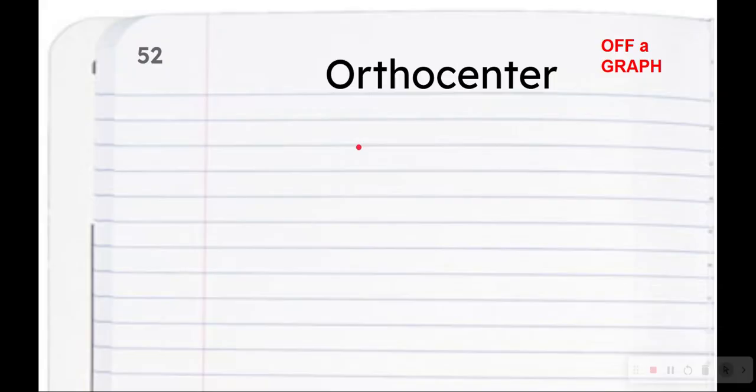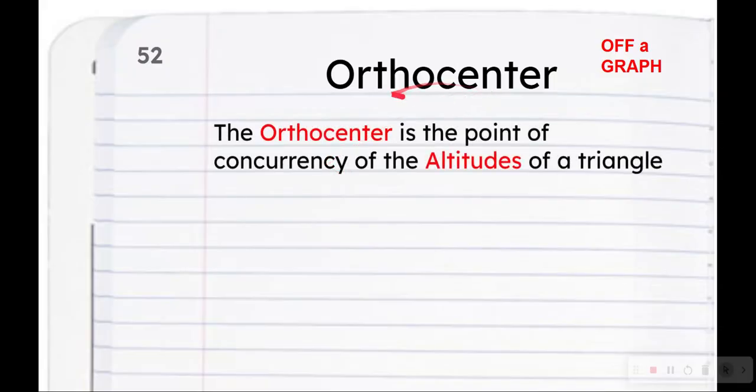For orthocenter off the graph, well, first of all, let's talk about what orthocenter is. The orthocenter is the point of concurrency of the altitudes. And if you've ever been on a plane, they say, like, the altitude of our plane is 30,000 feet. That just means how high something is up off the ground. And if you also want to think about it, ortho, like the orthodontist, they straighten your teeth. They make them like 90 degrees with your gums, kind of. That's what ortho means. It's just another word for perpendicular.